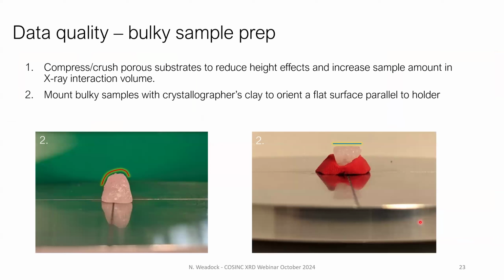If you have bulky samples that you can't pulverize or would be difficult to pulverize, you'll want to mount them so that you can get the flattest surface possible facing up. So this mineral here, if I put it flat side down, you can see there's a rounded surface. So what I did was use a little bit of the crystallographer's clay with the instrument to rotate the sample and give that flat surface facing up.